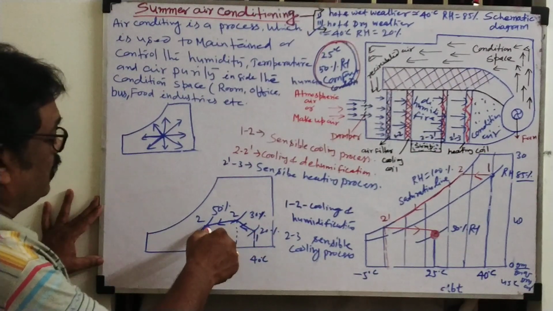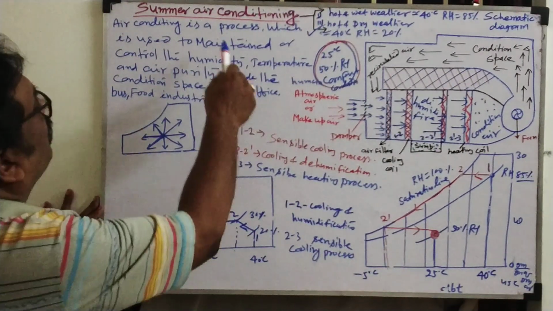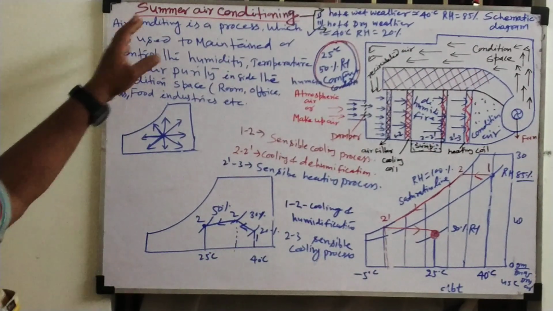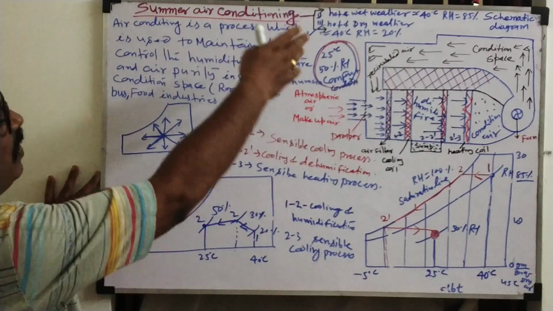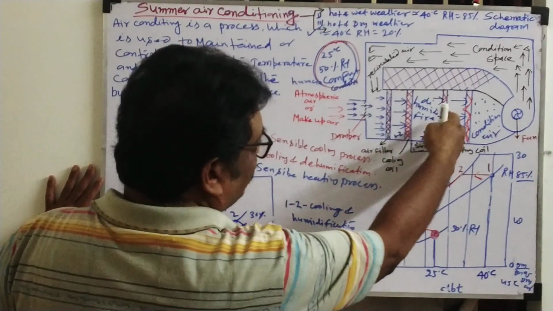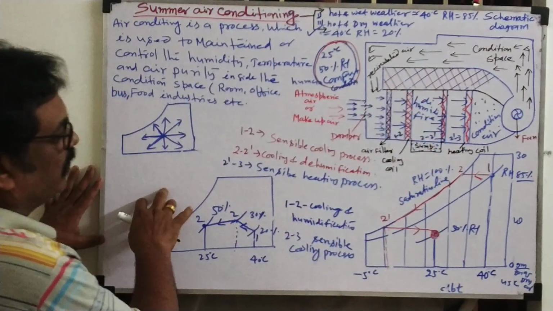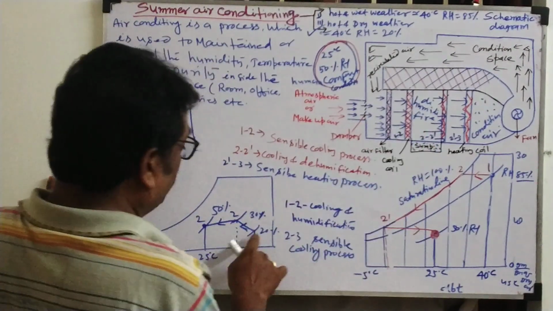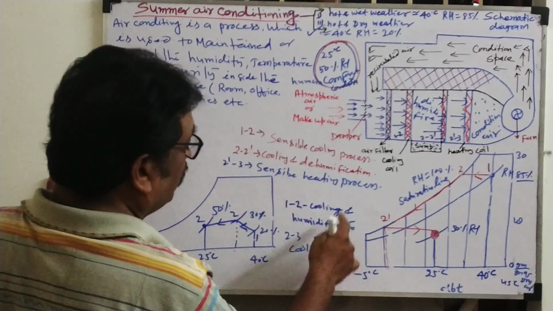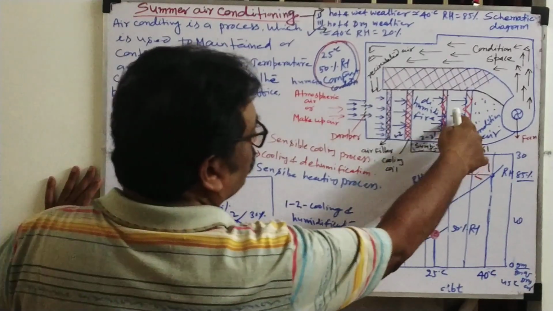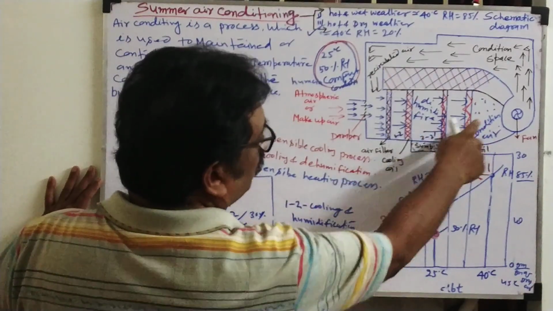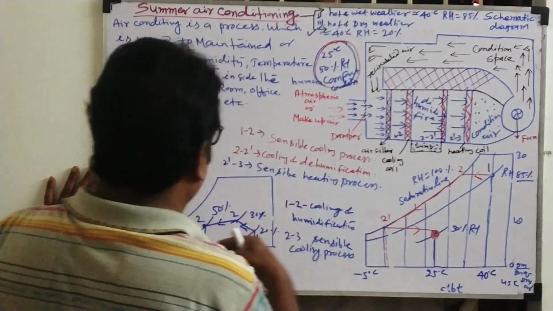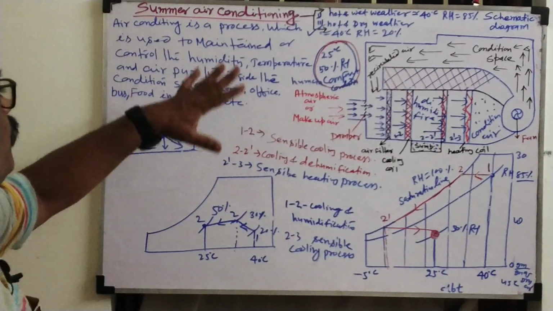So only two processes are there for hot and dry weather. If they ask you to explain summer air conditioning, you have to draw both. Then in the schematic diagram, take one more schematic diagram. In place of the cooling coil, you write cooling and humidification, and next will be the cooling coil. Only these three you have to change, the other things will be the same. This way you can answer both conditions.